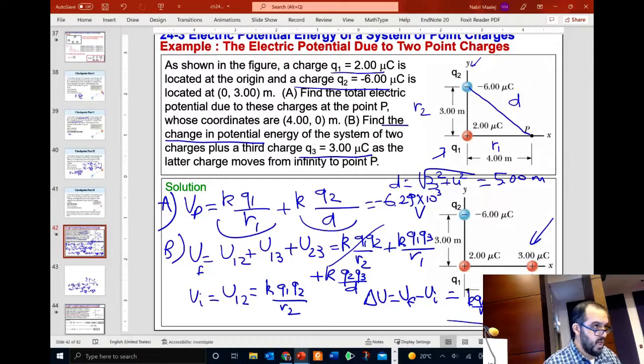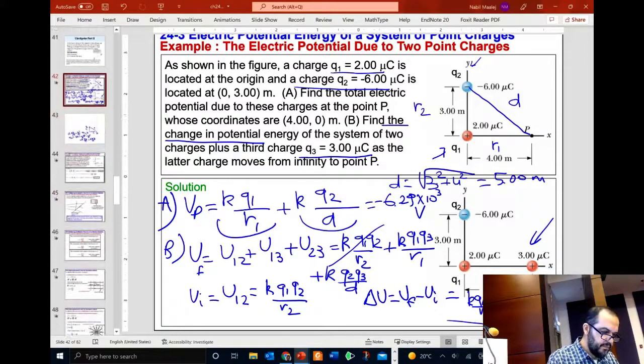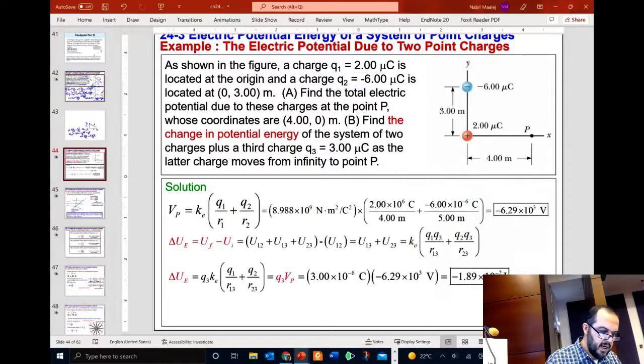To tell you the truth, I am much more confident with doing the initial potential energy, final potential energy, and doing delta U. I know the other one is simpler, it's just determining the work and it's QV, but I like this one because you will see when we do problem solving, this is much better. Any question about potential energy of the system of charges?